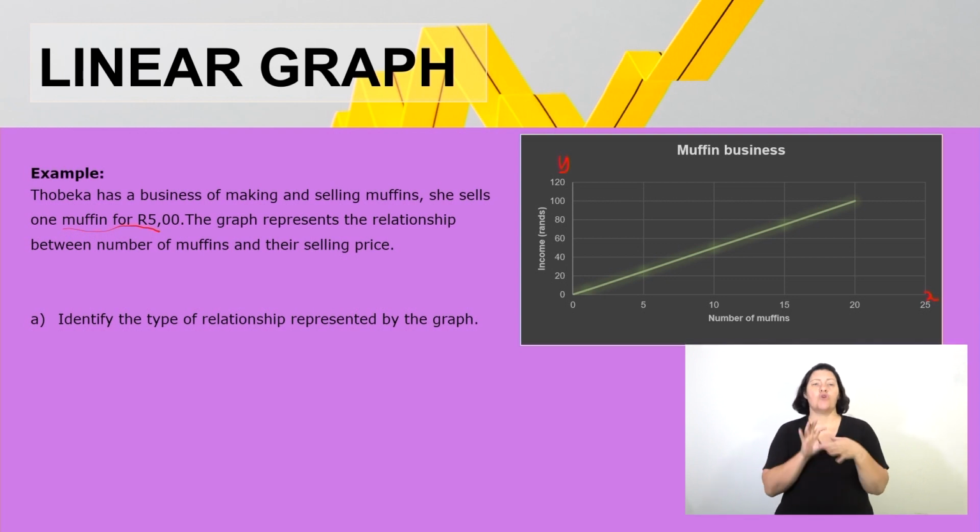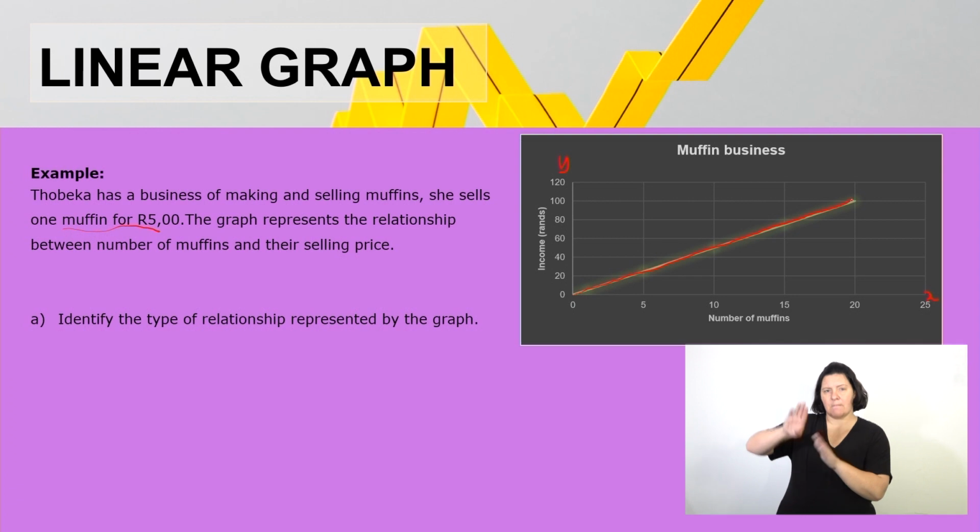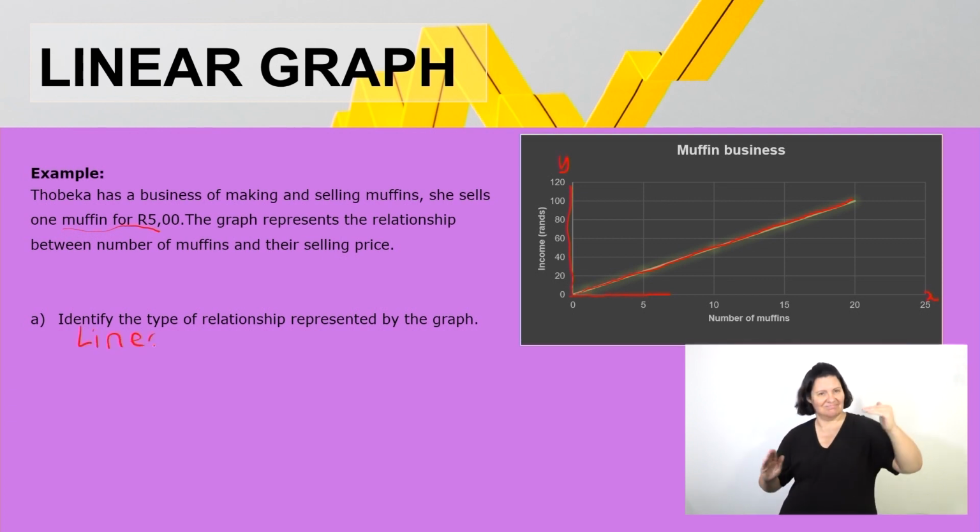Identify the type of relationship represented by the graph. We can tell that there is that increasing relationship. When the values on the y-axis increase, so do the values on the x-axis. So there is that linear relationship that is represented by this graph.